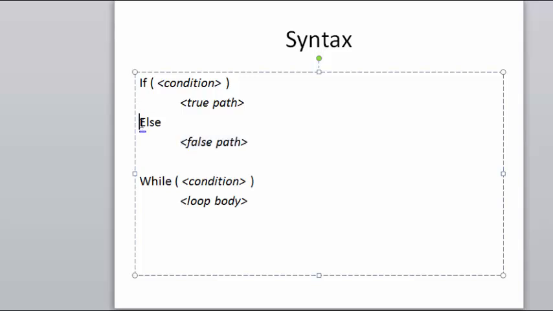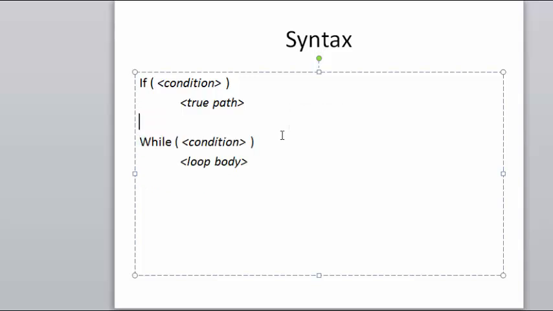If there is no else clause here, and this condition is false, we skip the true path and keep going. Don't do anything related to this condition.